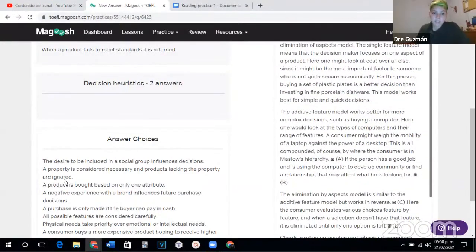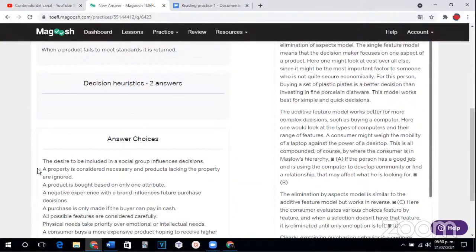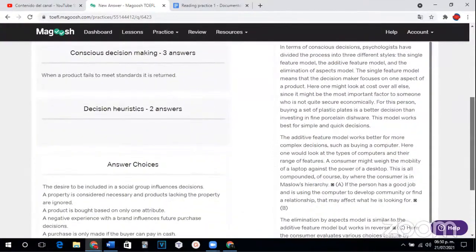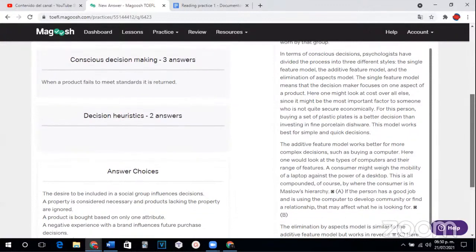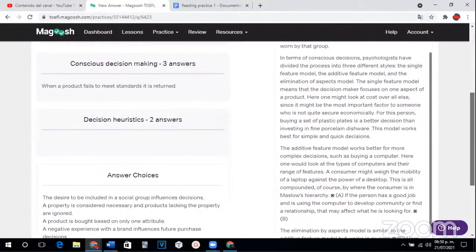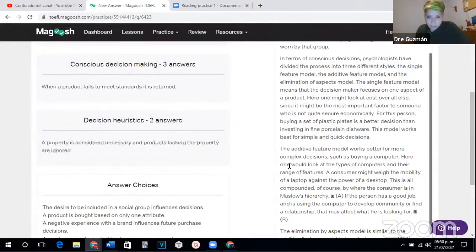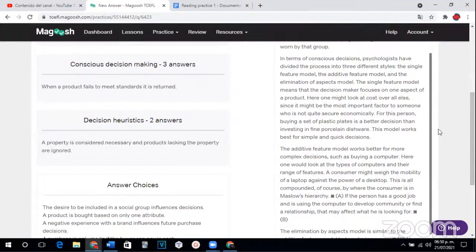A property is considered Roger, can you read that one, please? Okay, Miss. Property is considered necessary and products lacking the property are ignored. I am not sure about this one, but I'm gonna go with conscious decision making. All right. Let's see this one. If we're not really sure, let's go back to the text.